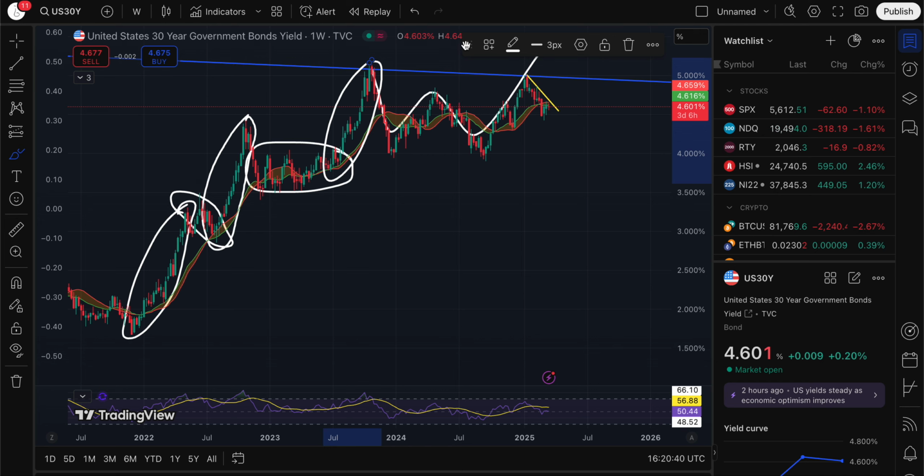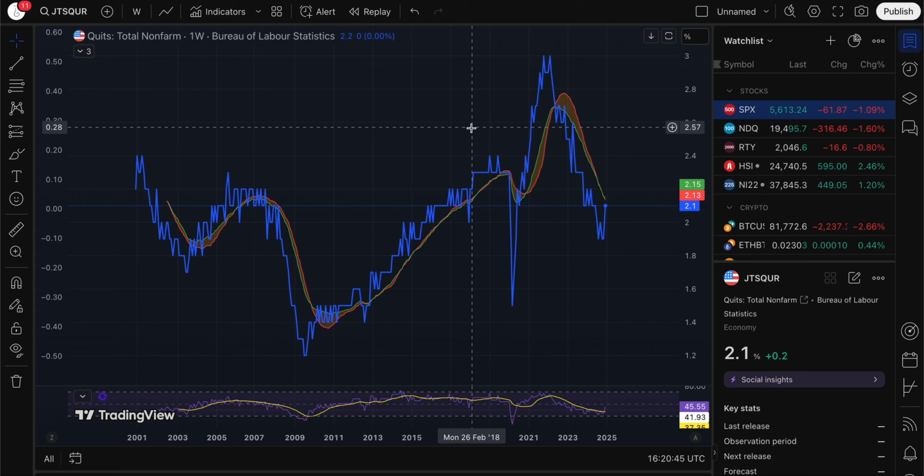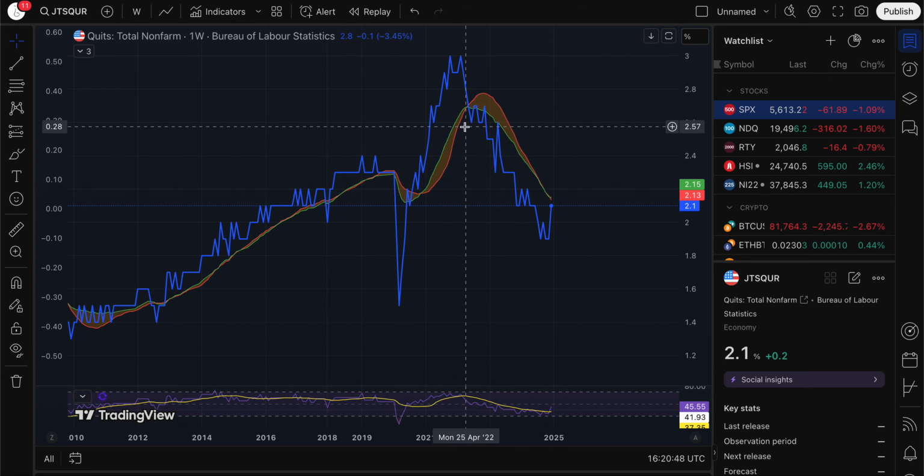The second clue comes in the shape of the quits rate. Now, I have argued many times for the quits rate and why I like the quits rate in particular. And I'll explain it briefly now: the way I treat the quits rate is I treat it like a survey. Its biggest competition is the University of Michigan survey. But between the two, I prefer the quits rate. And the reason is quite simple.